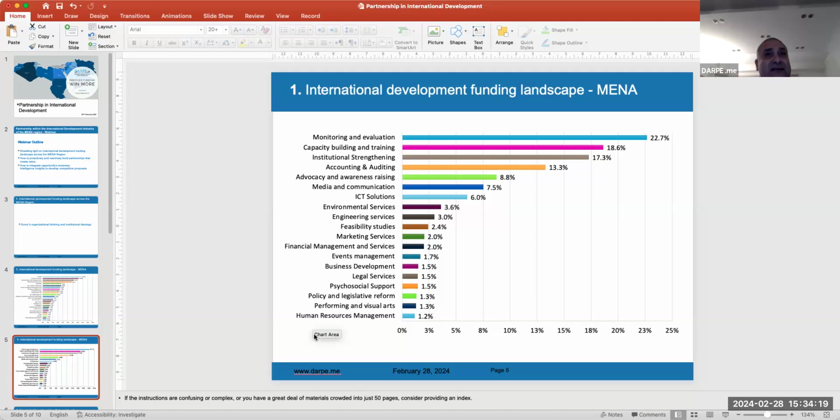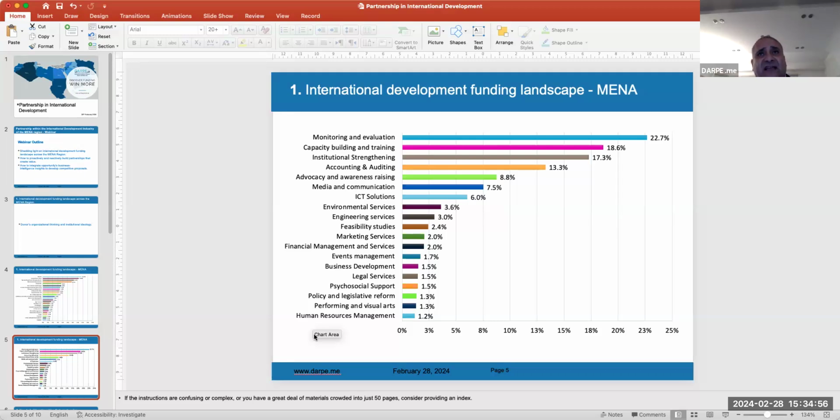Amazingly, in accounting and auditing, there is growing interest in bringing in financial auditing firms to audit the projects that they are implementing, either the grants given to NGOs or the projects they are implementing. For me, this is the first time I know that 13.3% of consulting assignments applied in DARPE, from these 9,000 plus RFPs over the last year, go to accounting and auditing.